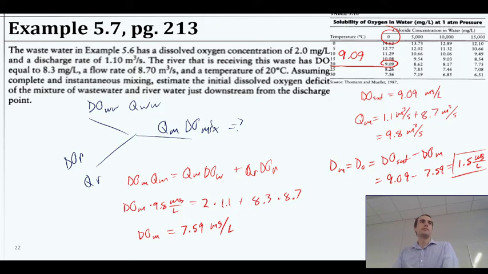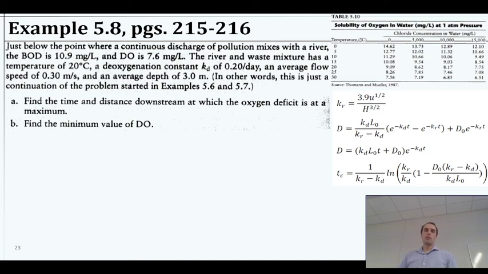Make sense? All right. Then the next problem, 5.8, says just below this point, we have that discharge. The BOD is 10.9 milligrams per liter. The DO is 7.6 milligrams per liter, like we just solved. The river and waste mixture has a temperature of 20 degrees Celsius, a deoxygenation constant KD of 0.2 per day, an average flow speed of 0.3 meters per second, and an average depth of 3 meters. So in other words, it's just a continuation.